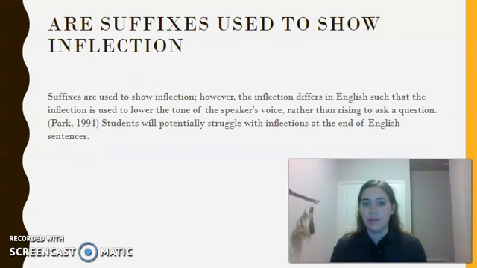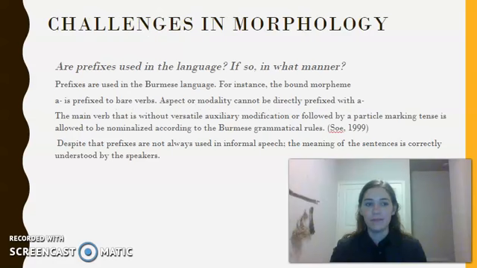Suffixes are used to show inflection, but the inflection does differ in English, such as the inflection is used to lower the tone of the speaker's voice rather than rising to ask a question. Students will potentially struggle with inflections at the end of English sentences. One strategy that you could possibly use is to have scenarios or skits where the student will have to ask questions, and we can show students how to raise their voice when they are asking a question.